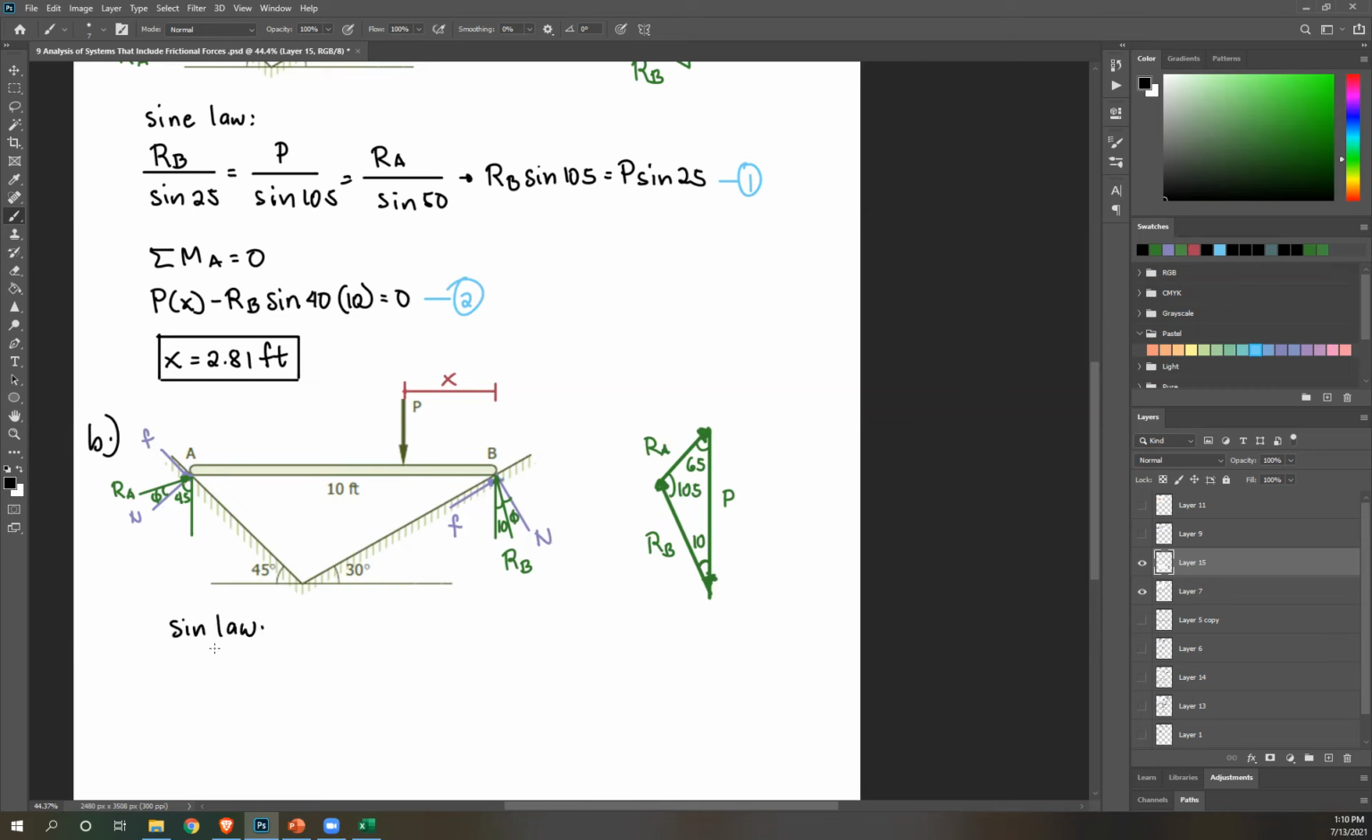So RA over opposite angle, sine 10, equals phi. This is the opposite angle, sine 105, equals RB over sine 65. Next, again, this is what I'm looking for. So to get that, I'll take moment about B.